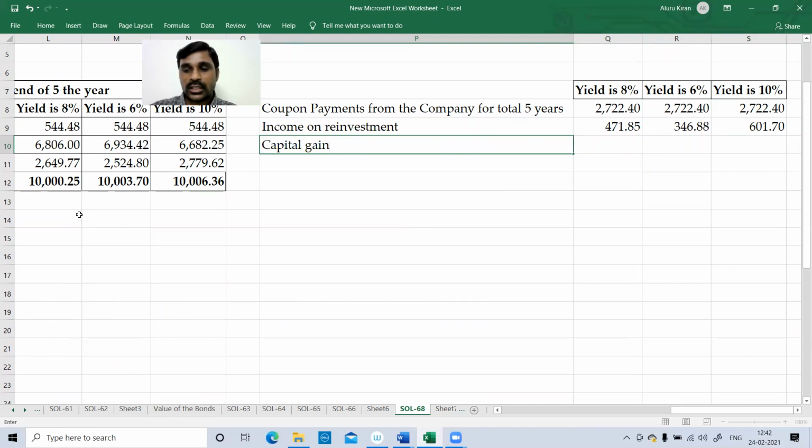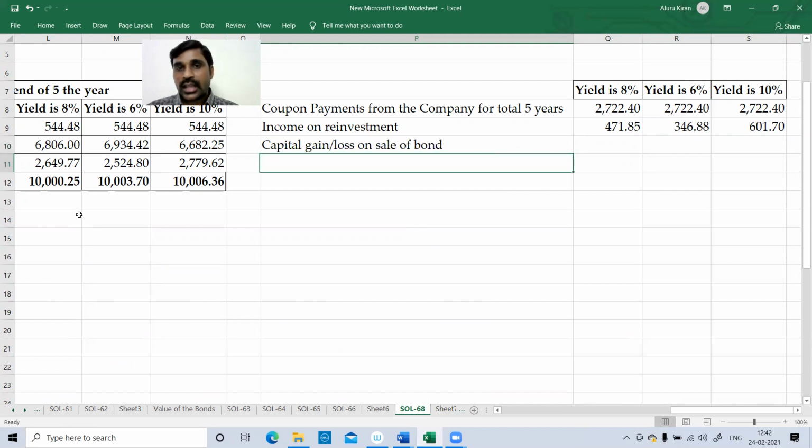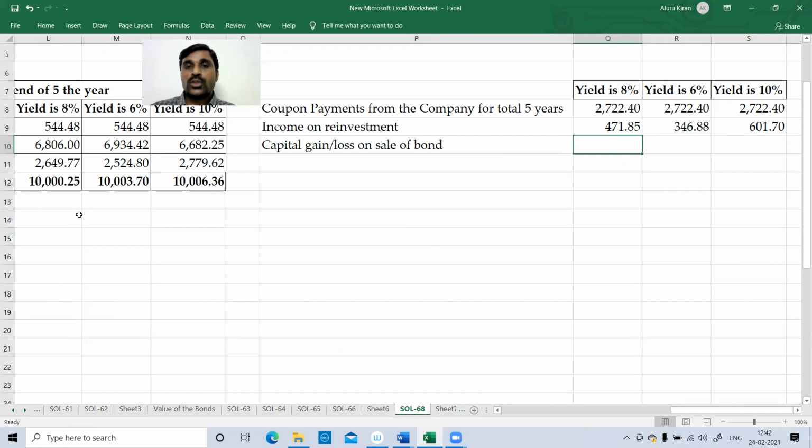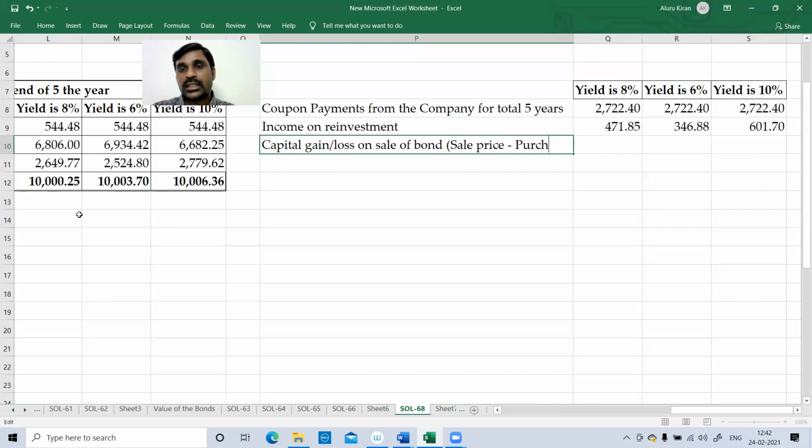Next, capital gain or loss on sale of bond. Look at this, capital gain or loss on sale of bond. This means sale price minus purchase price. What is the sale price? Here the sale price is 6,806. Purchase price is also 6,806. That will be zero. Capital gain is zero.